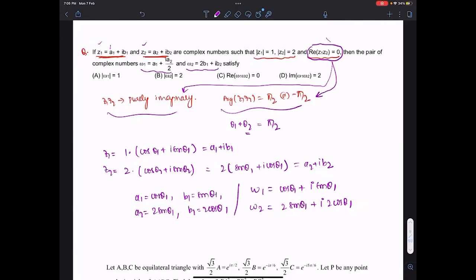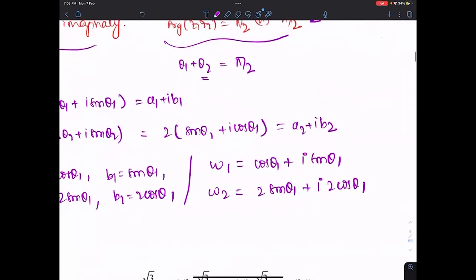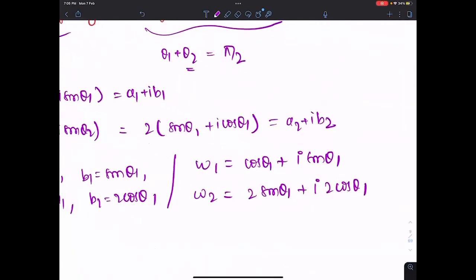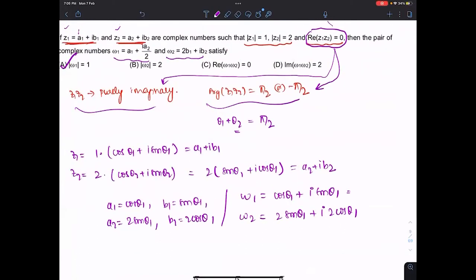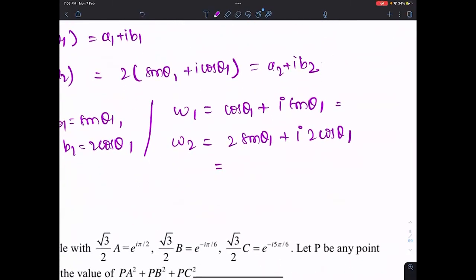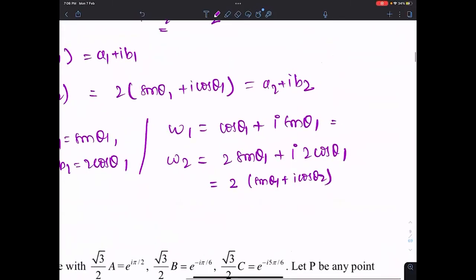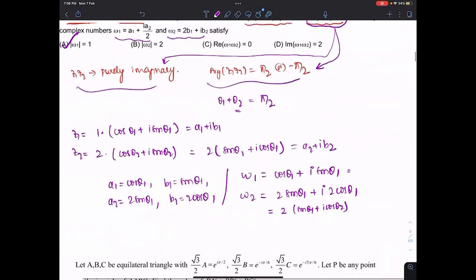Mod omega 1 is 1. Correct only, no? Because it is 1 times cos theta 1 plus i sin theta 1. So modulus of omega 1 is how much? 1. A is correct. Mod omega 2 is 2. 2 only, no? Because if I take the modulus, what will I get? 2 times sin theta 1 plus i cos theta 1. So if you apply the modulus, you will get 2 only, from sin square theta 1 plus cos square theta 1 times.